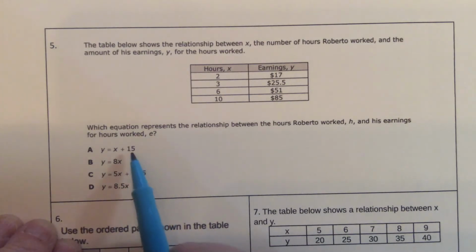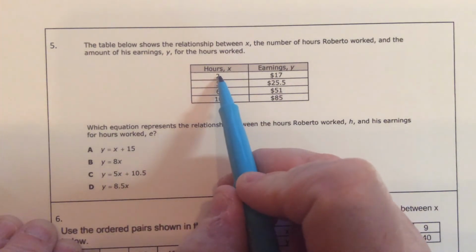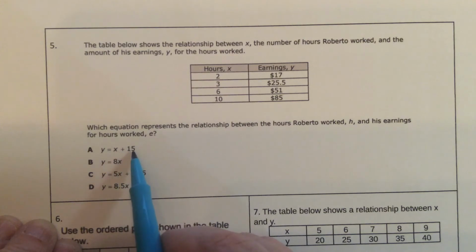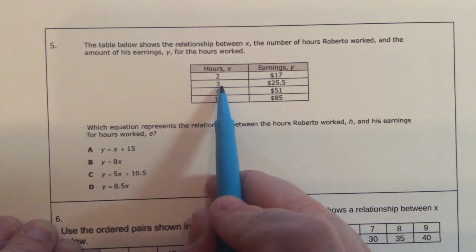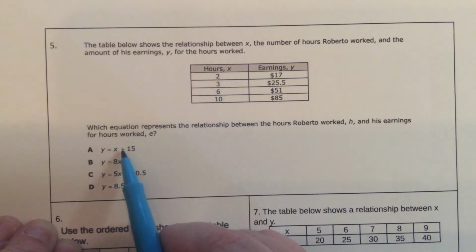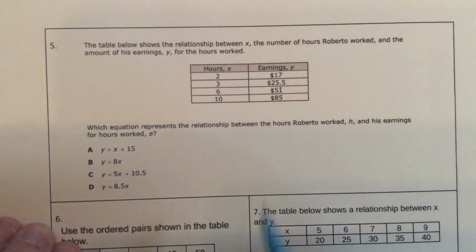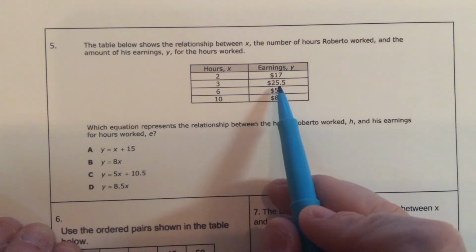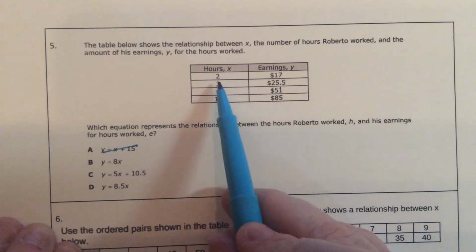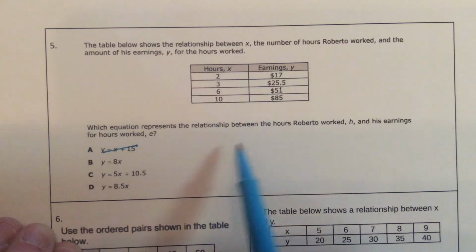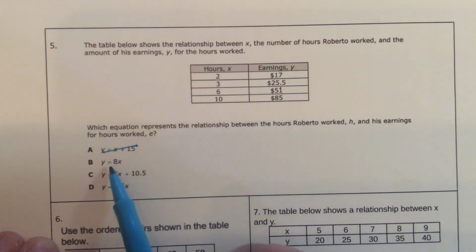And I could check each of these right here. I could substitute a 2 in there. Is 2 plus 15 going to equal 17? Yes. But if I put 3 in there, is 3 plus 15 going to equal 2550? No, it would be 1850, right? So it's not going to work there. 2 times 8. Oh, my iPad's freezing up here. I'm sorry. All right, so 2 times 8 is not going to be 17.